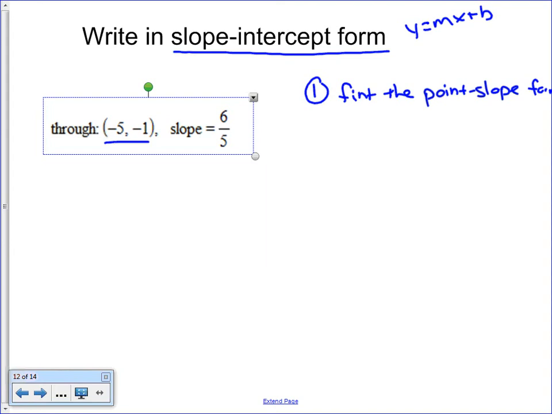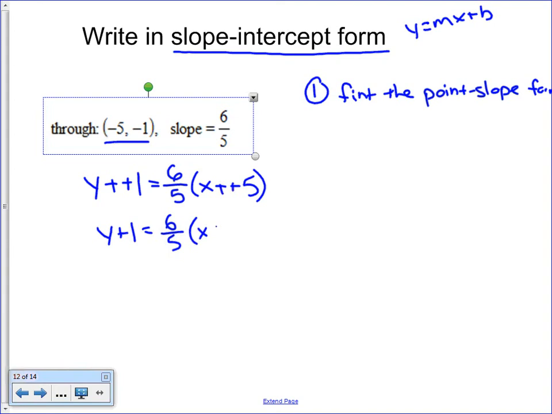So let's see, we got y minus y1, so y minus a negative 1 equals m, which is my slope, 6 over 5, times x minus x1, or negative 5. So y plus 1 equals 6 over 5 times x plus 5. Okay, so that's my first step, just like we did in the previous slide.